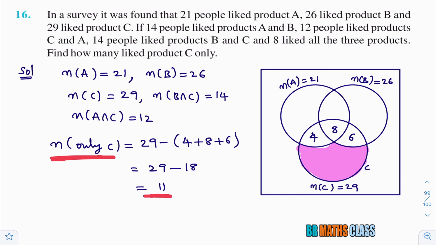So no need to write all given data in the question. What they are asking us to calculate is the number of people who like product C only. In this way, this problem I did with the help of Venn diagram. With the help of Venn diagram, you can understand the question very easily instead of going with the formula method. I hope you understand this solution.